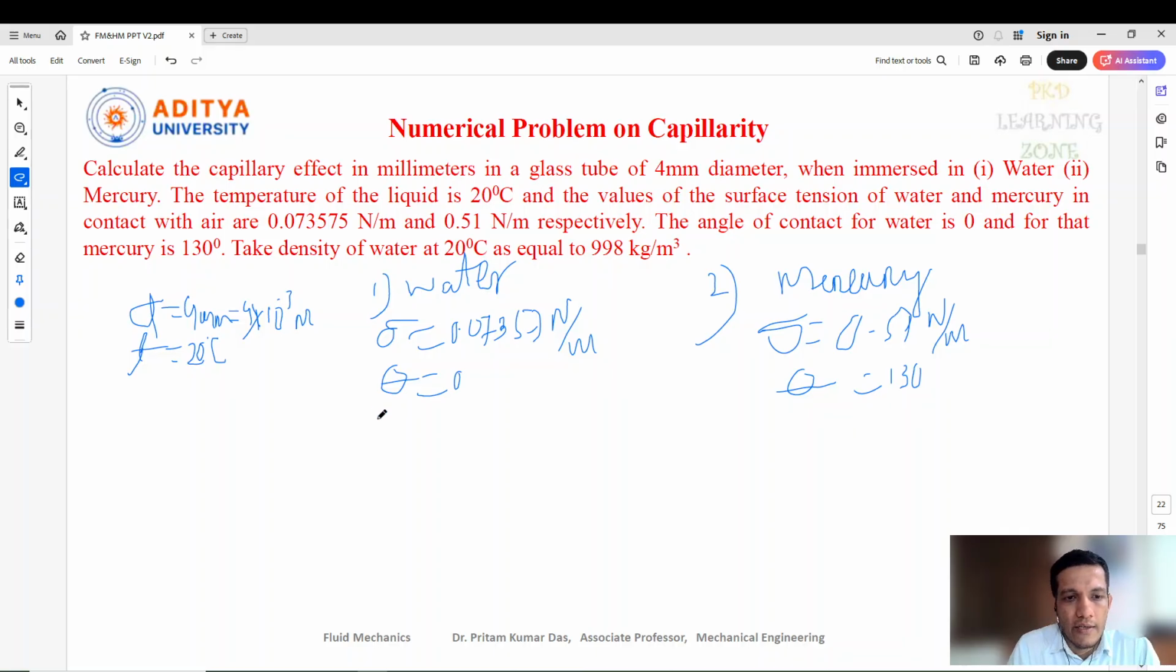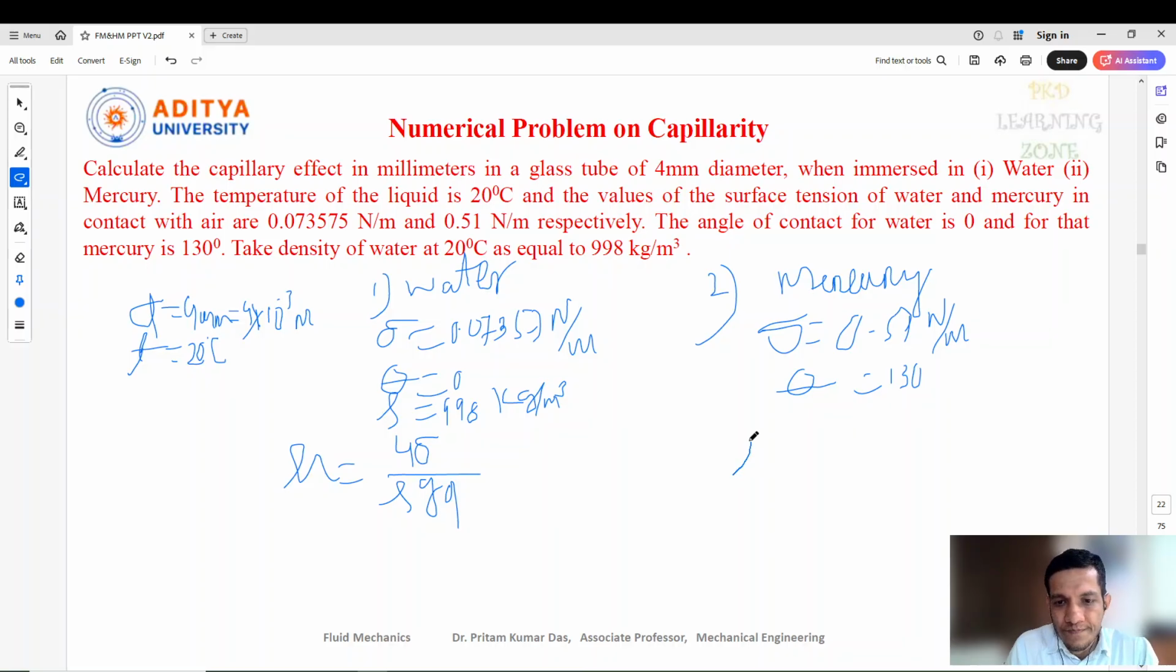And the density of water needs to be taken as 998 kg per meter cube. And one more thing I think not given, maybe the density for mercury also we need to consider, that also can be taken. Now here again we know the formula as we have solved previously, h equal to 4 sigma cos theta, with value 0 degree so 1, divided by rho g d, and we can solve this one.